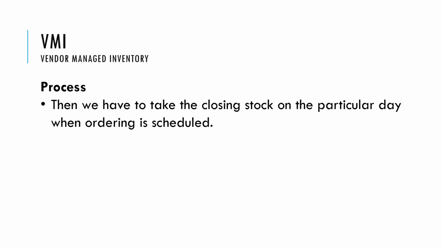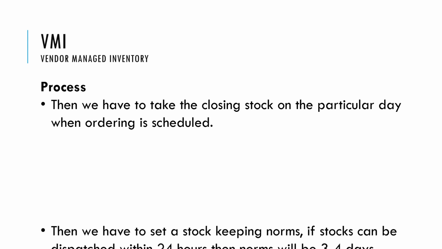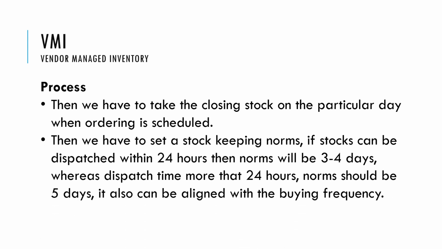And then we have to take the closing stock of the particular day, exactly when the ordering is scheduled. Then we have to set a stock norm, a stock keeping norm. If the stocks can be dispatched or delivered within 24 hours, then the norm will be 3 to 4 days. Whereas if the dispatch is more than 24 hours, to some places at far distances, then the norm should be 5 days. It can also be aligned with the buying frequency.